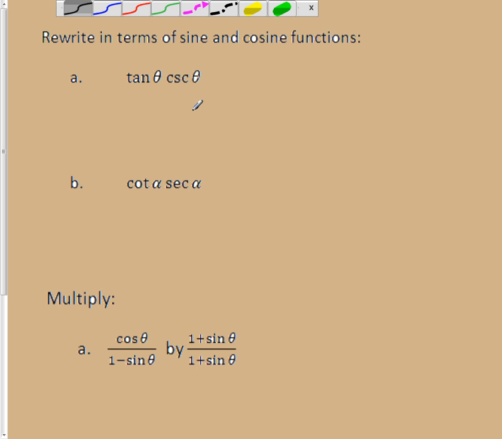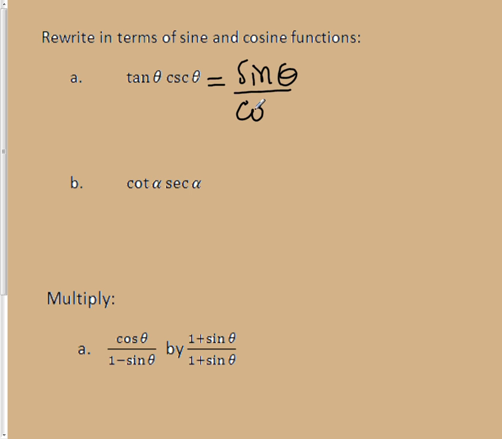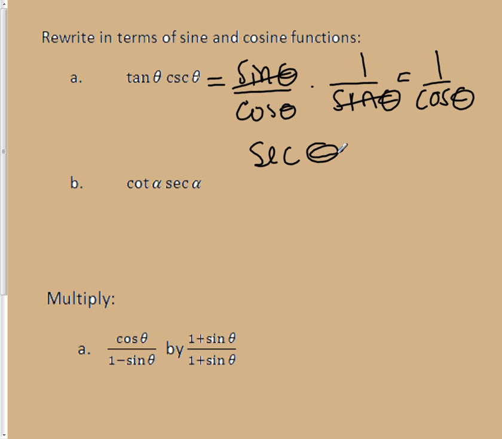We're going to take our tangent of theta and the cosecant of theta and turn them in terms of sine and cosine. So we know the tangent is the sine of theta over the cosine of theta. We know the cosecant is 1 over the sine of theta. And then we can see our sines will cancel, and I'm going to be left with 1 over the cosine of theta. And that's okay to leave it there unless it wants us to write it in just secant, because we know 1 over the cosine is the secant of theta.